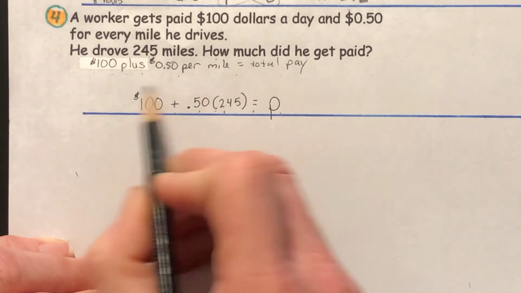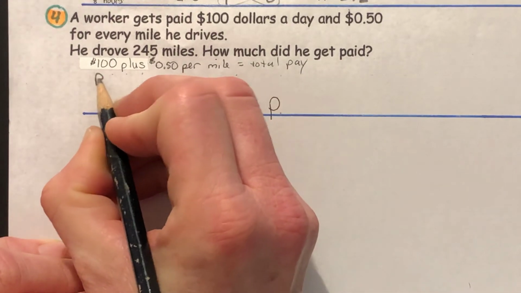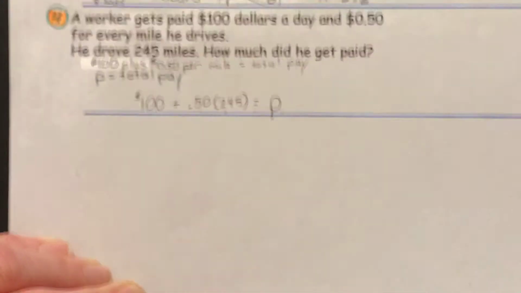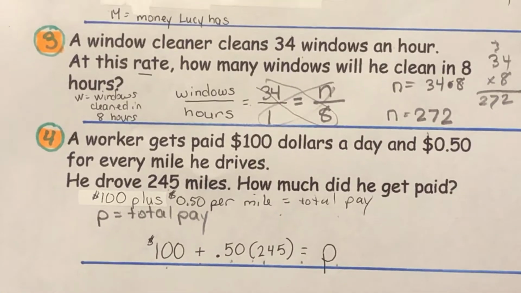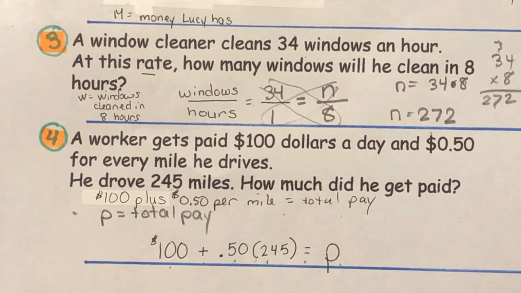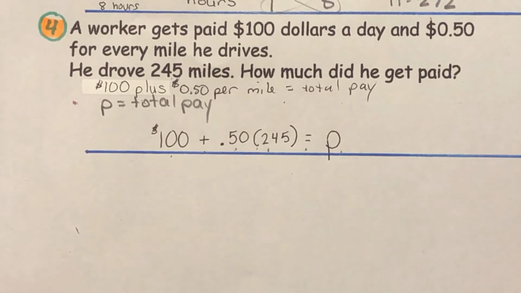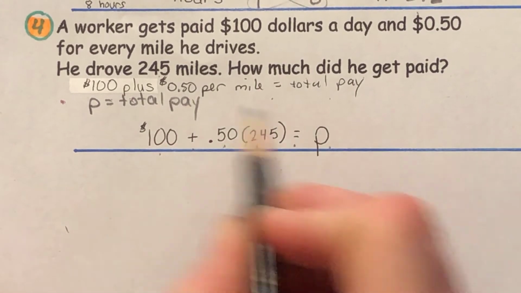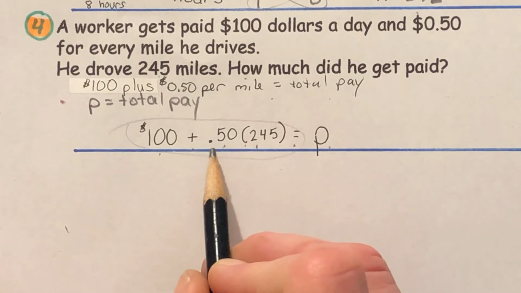So I am going to start solving this. Does this make sense? Let me make sure that I put up here that P is total pay. Just like here, I think I did not point this out, where I said W is windows cleaned in 8 hours. It's very important to label your variables. All right, so let's solve this. I need to just simplify this right here. I'll start with the multiplication.